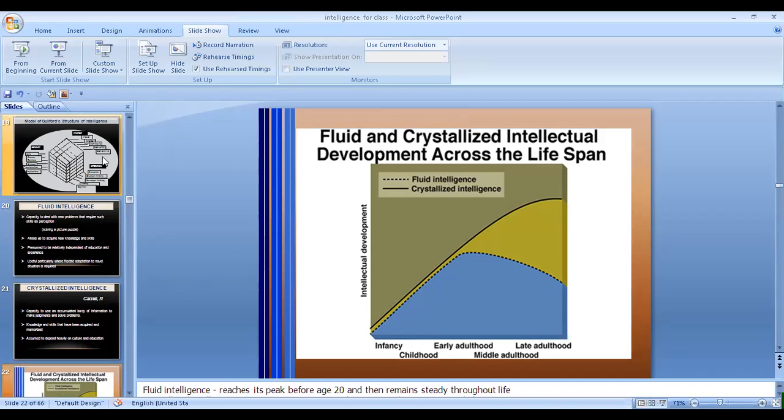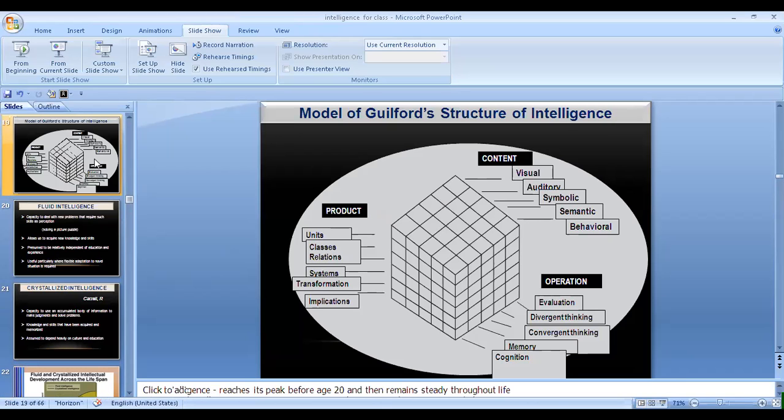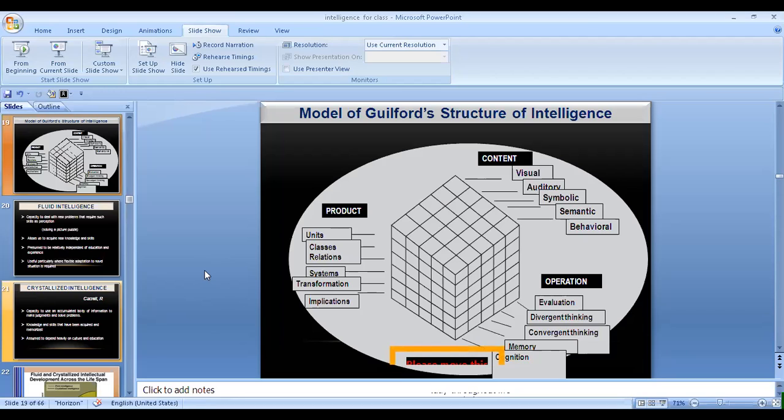Then comes Guilford's structure of intelligence. Binet gave one factor for intelligence. Spearman gave two factors. Then Thurstone gave 7 factors, and Gardner gave 9 factors. But when it came to Guilford, he started with 120 factors, moved to 150 factors, and finally came up to 180 factors. Somewhere I have read it was 240 factors also, but I'm not very sure.